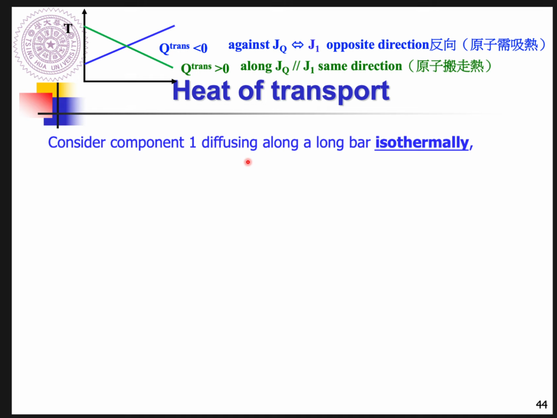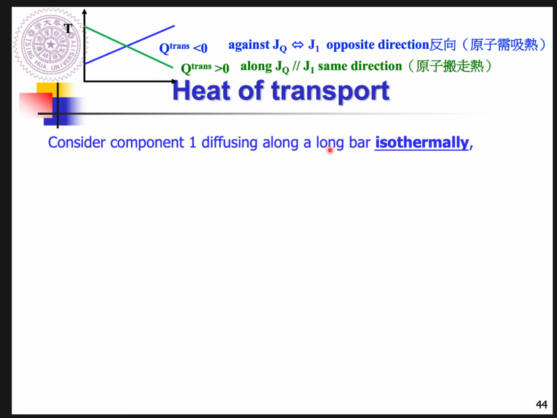Let's move to the other case. What we have here is component one diffusing along a long bar, but here we have isothermal conditions, which means 等温. And the question will be, do we have heat flux passing through this long bar under isothermal conditions? What's your opinion?